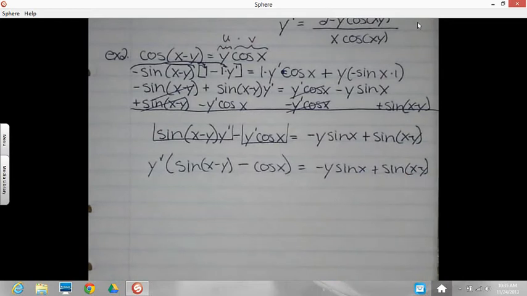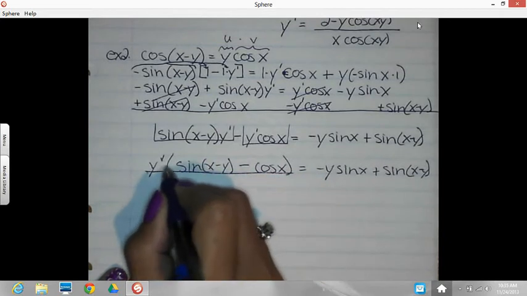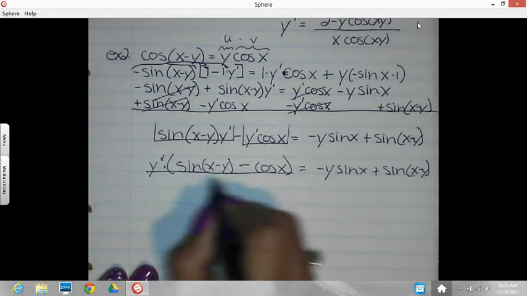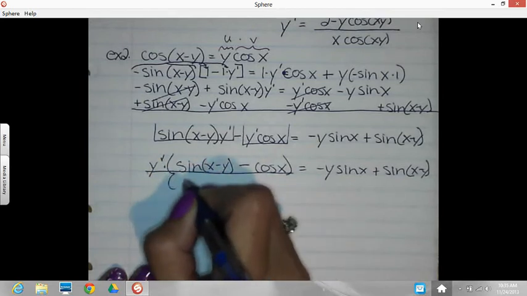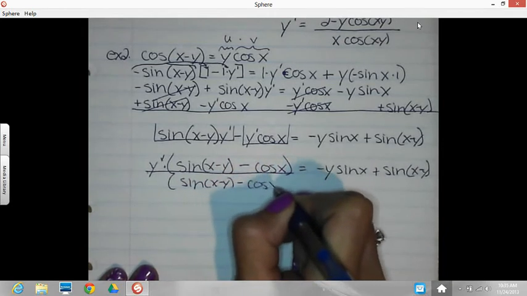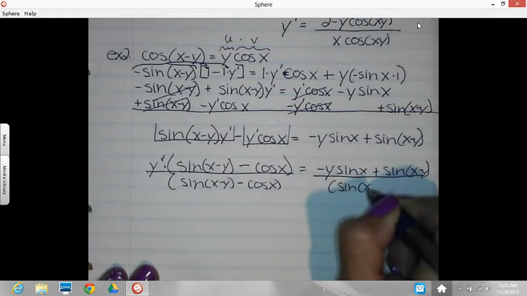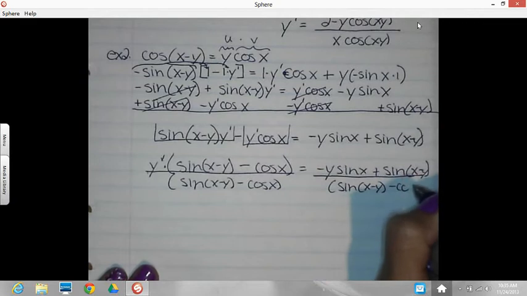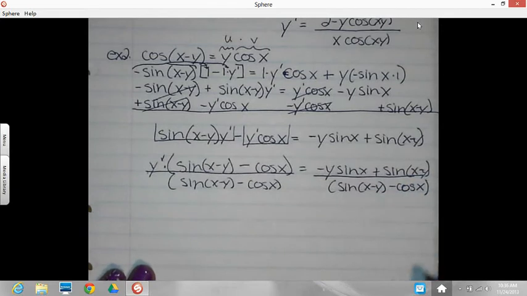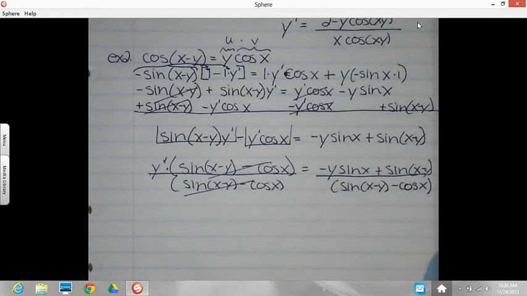Now I have to divide to get the y prime term by itself. I got to divide by this quantity here: sine of x minus y minus cosine of x. Divide by the same thing over here. Cosine of x. Nothing's going to cancel. And those will go away. So y prime equals this fraction here. Call that good.